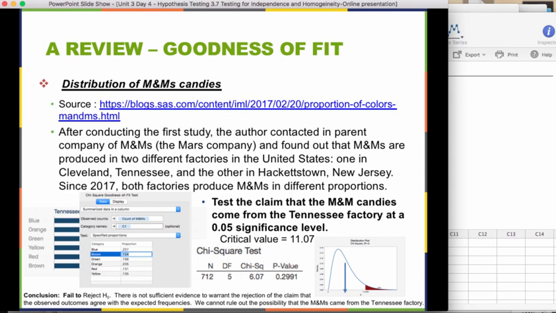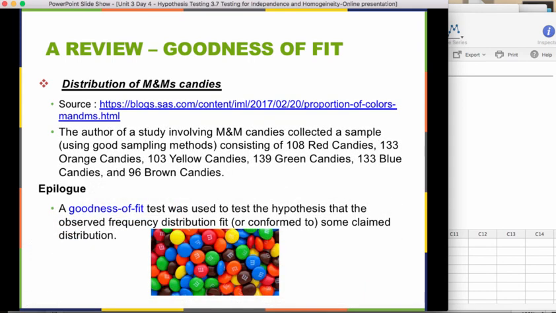So one of the things we can say from this is, okay, it's possible that the candies did come from the Tennessee factory based on the statistical test we ran, which is interesting. Based on what we know, M&M candies are produced in 2 different factories in the United States. Running the statistical test, we ruled out the New Jersey factory, and based on the statistics, we failed to rule out Tennessee.